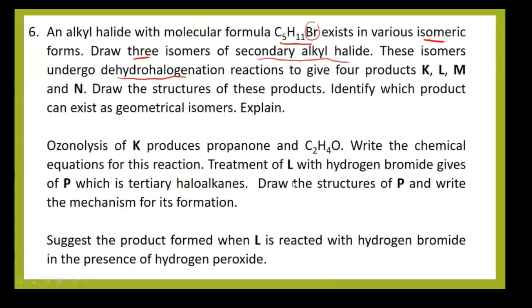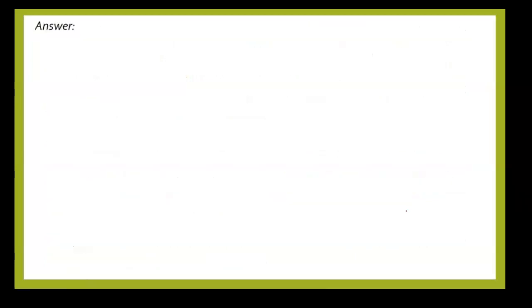And then, draw the structure of P and write the mechanism for this reaction. This question asks you to determine L. What is L? Then when L reacts with hydrogen bromide, you will produce a product P. So you need to draw P and write the mechanism of this reaction, from L to P.